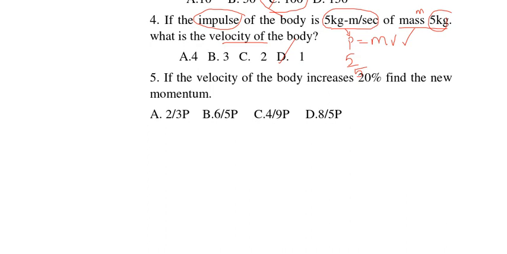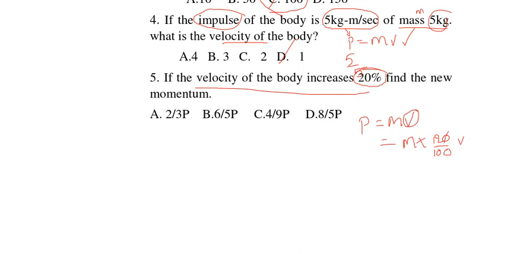If the velocity of the body increases 20%, then find the new momentum. Guys, this is important. Actually the basic formula is this, yes or no? Yes. And this v is increasing by how much? 20%. What I said to you in the profit or loss topic: when it is 20% increasing, 20% more, just write 120. Yes or no? This is m into 120 by 100, yes or no? Yes. Into v.